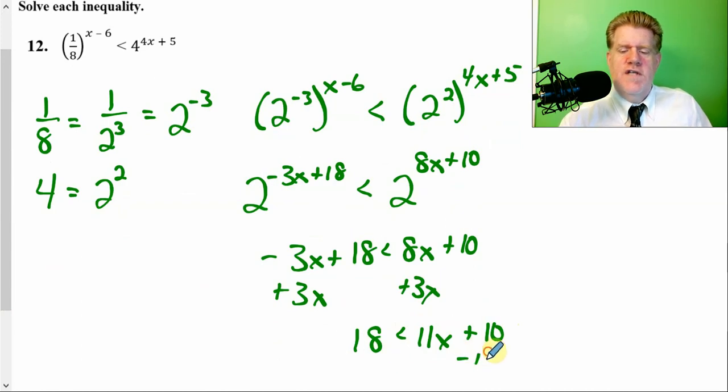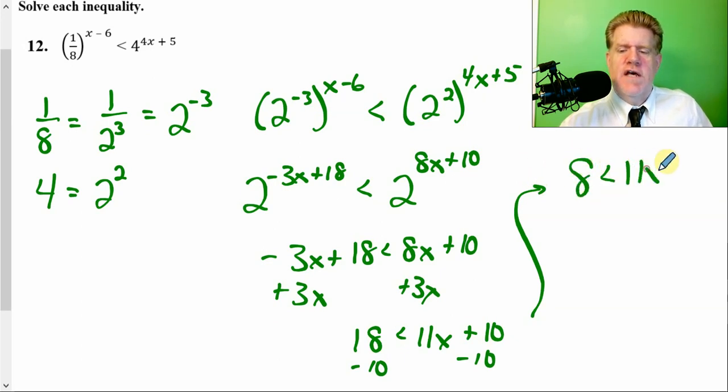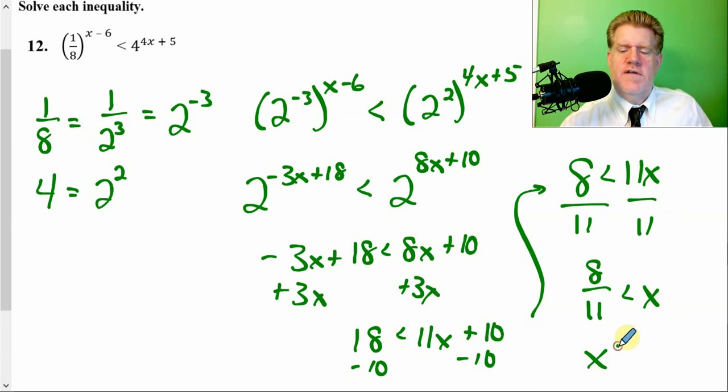All right, subtract 10. What I'm going to end up with, and I'll put the answer up here. 18 minus 10 is 8, is less than 11x. So we'll divide by 11. 8 11ths is less than x, which means x is greater than 8 11ths.